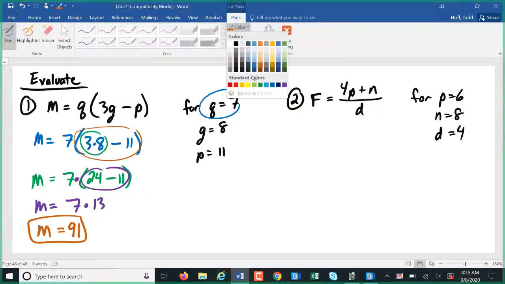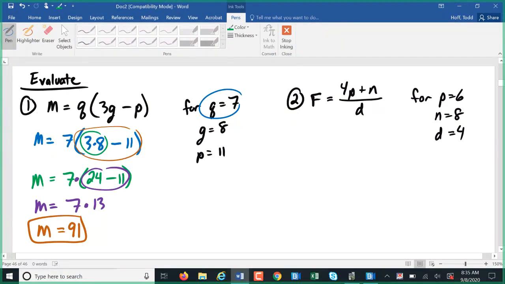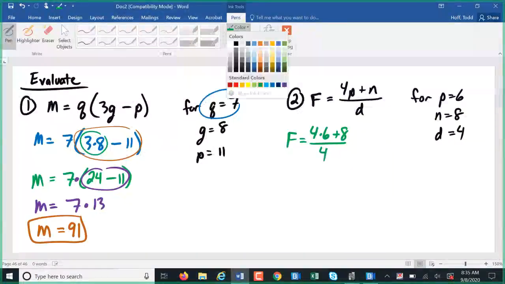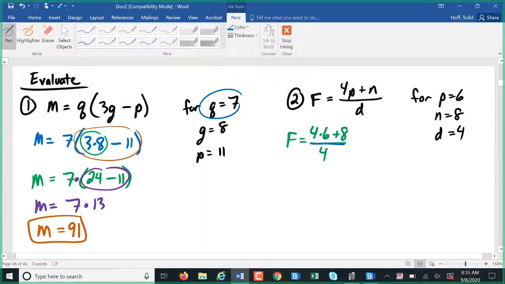Number 2, f equals 4p plus n over d. So 4p, well, p is 6, so 4p becomes 4 times 6, plus n is 8, over d is 4. Now remember, this fraction bar means we have to get the top down to a single value, the bottom down to a single value, and then divide. Well, the bottom's already a single value, so we just have to calculate the top out.